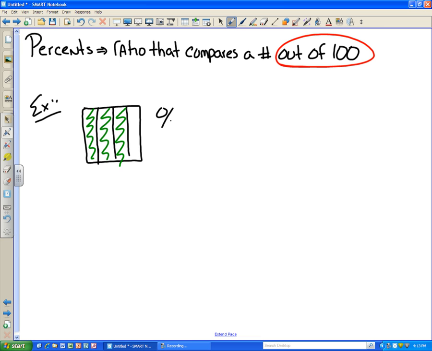So I want to know the percent that is shaded of this figure. If I want to know the percent that is shaded, I first have to know how many parts are actually shaded. We can see that there's 3 parts that are shaded out of a total of 4 parts. So when I look at 3/4, I automatically know that that percentage is more than 50%, because 2/4 is 50%. I also know that it's less than 100% because the entire figure is not shaded.